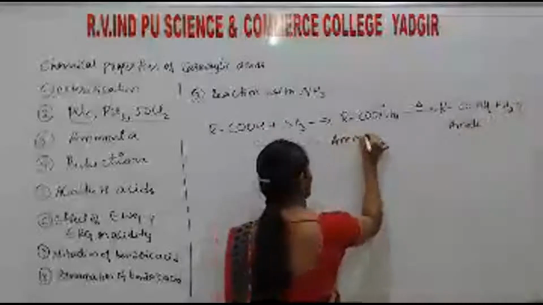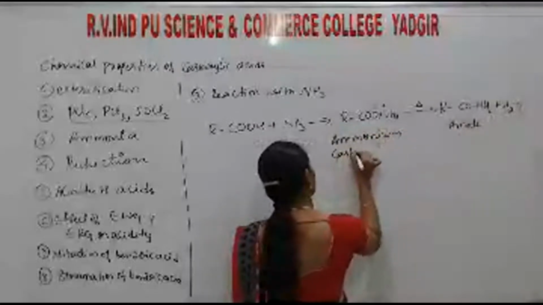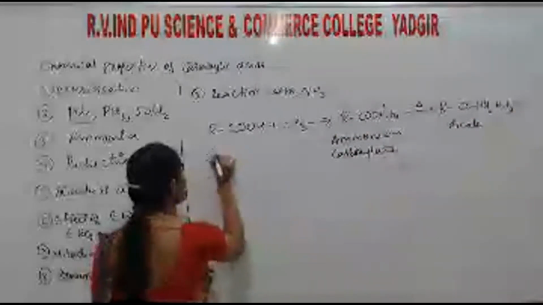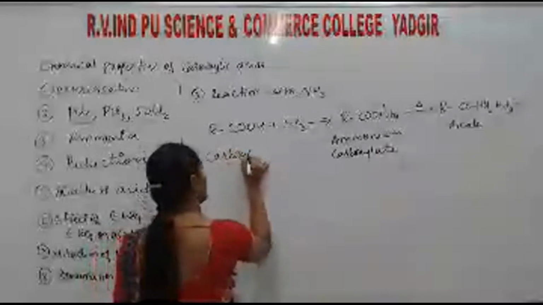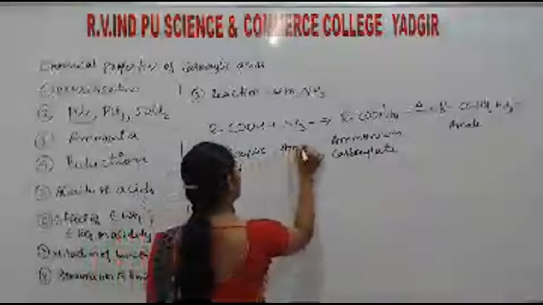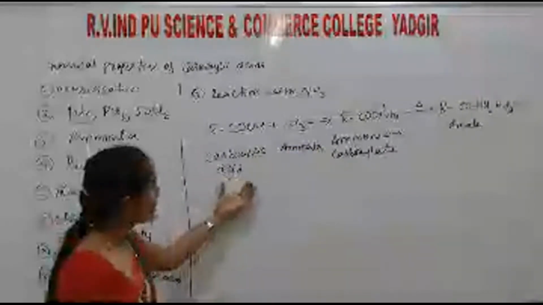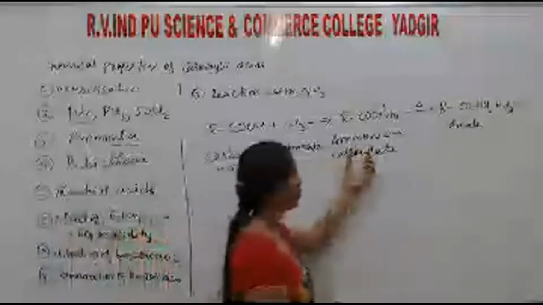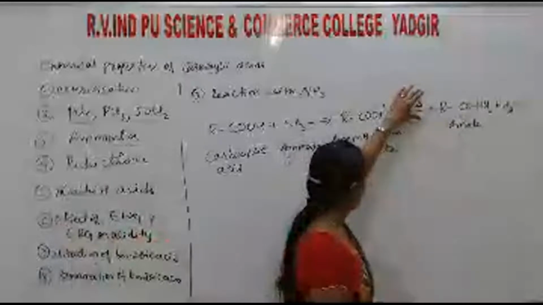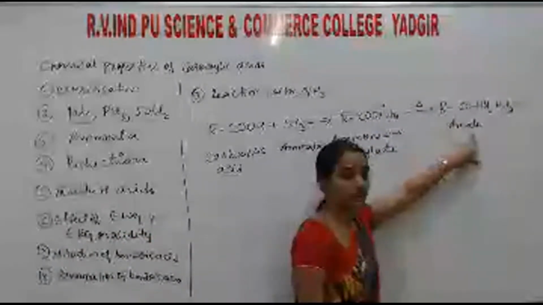This is ammonium carboxylate. This is of course carboxylic acid. This is ammonia. Okay, so when carboxylic acids react with ammonia, they form carboxylate ion, and upon decomposition, they give amide. Understand?